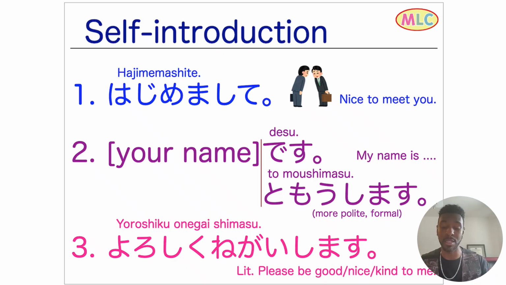Kofi desu. I'm Kofi. That's a casual way. If I want to say it more politely, like when you all meet the people in the manga school, Kofi to moshimasu. Name to moshimasu. Hajimemashite. Name to moshimasu. Yoroshiku onegai shimasu.